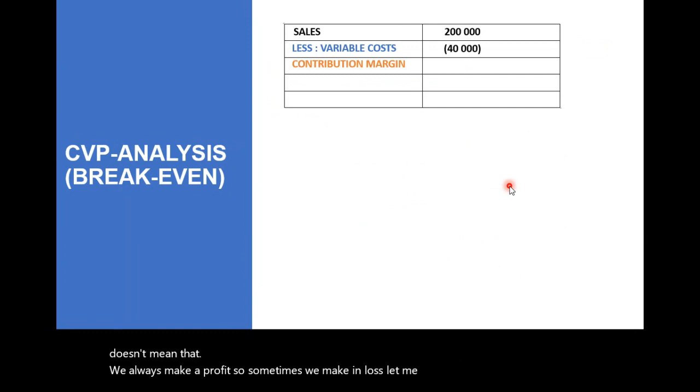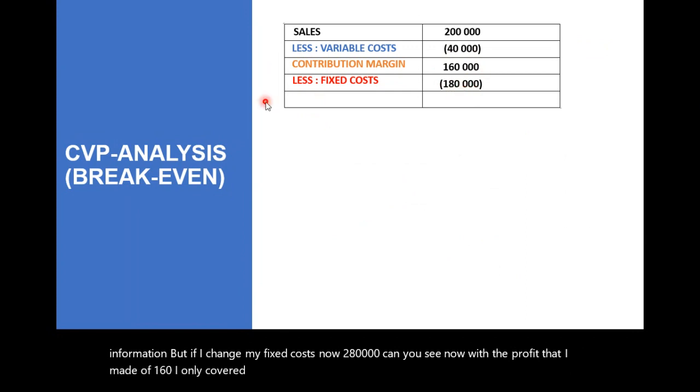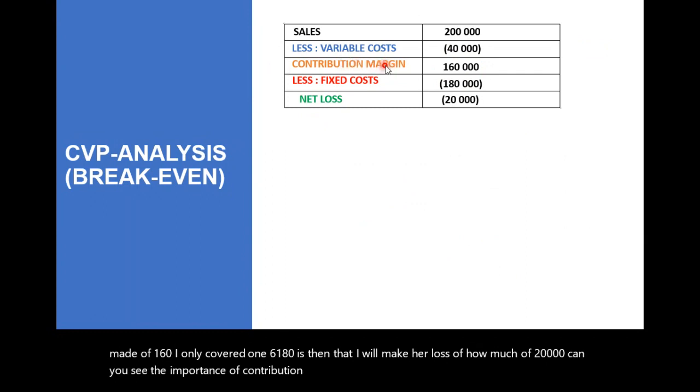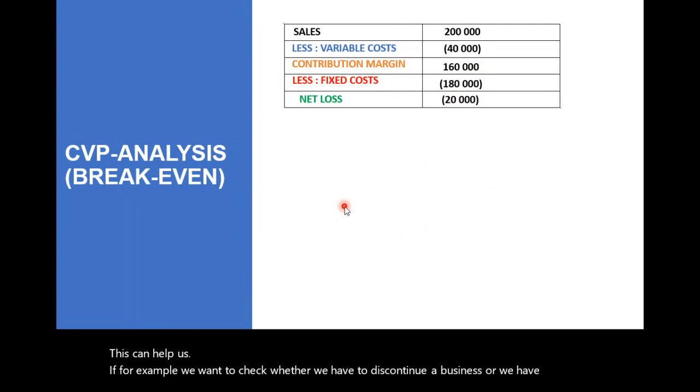Let me show you that with the same information, but if I change my fixed cost now to 180,000, can you see now, with the profit that I made of 160, I only covered 160 of 180. Then I will make a loss of how much? Of 20,000. Can you see the importance of contribution margin? Sometimes you call it marginal profit. It is used to cover a fixed cost of 180. Now, this can help us if, for example, we want to check whether we have to discontinue a business or we have to continue operating the business.